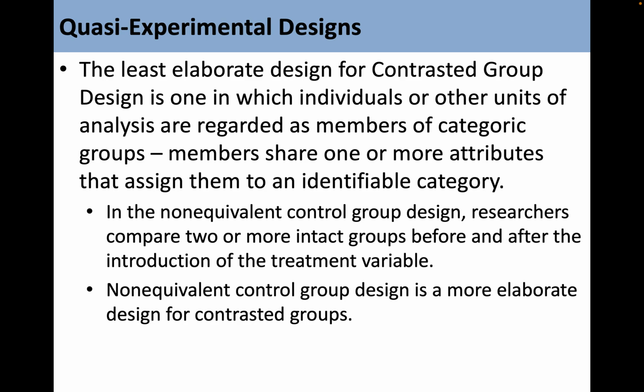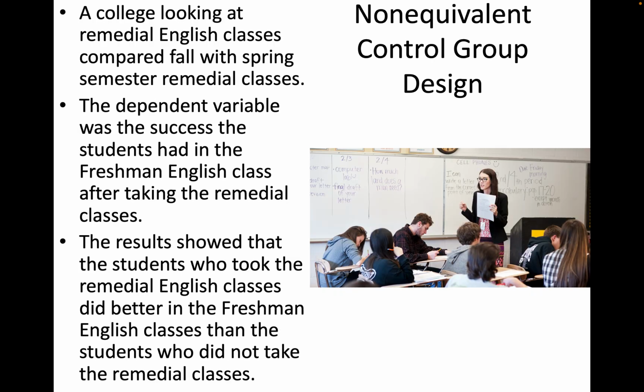The least elaborate design for contrasted groups is one in which individuals or other units of analysis are regarded as members of categoric groups. Members share one or more attributes that assign them to an identifiable category. In the non-equivalent control group design, researchers compare two or more intact groups before and after the introduction of the treatment variable. This is a more elaborate design for contrasted groups.